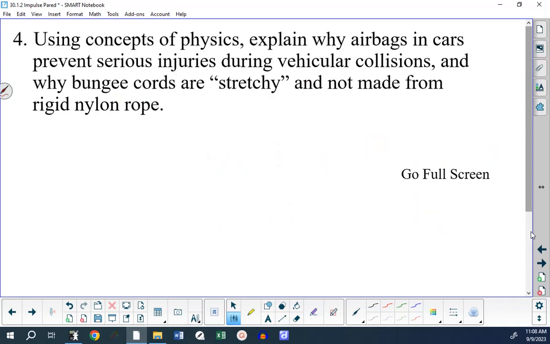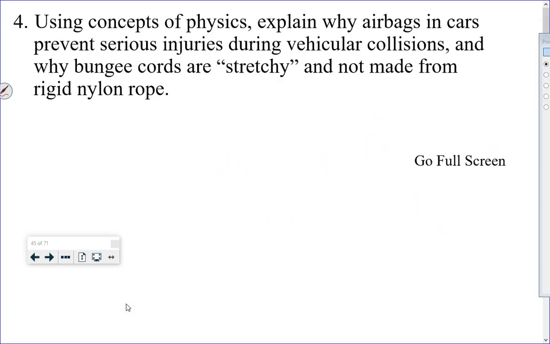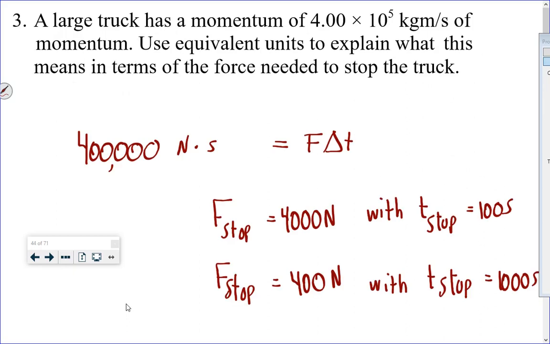That leads us to a very important idea regarding safety devices. If you have an object that is going to be stopped, we'll get to this question in a second, then you can apply a very large force, and what will happen is it will stop very quickly. I mean, I can go back to this one. We used a force of 4,000 newtons, and it only took 100 seconds to stop. If I use a smaller force, then what happens is it takes longer to stop.